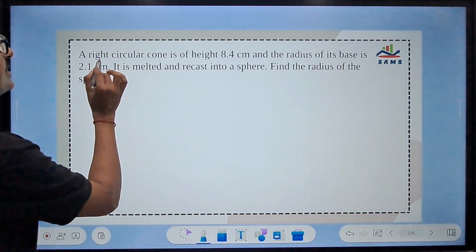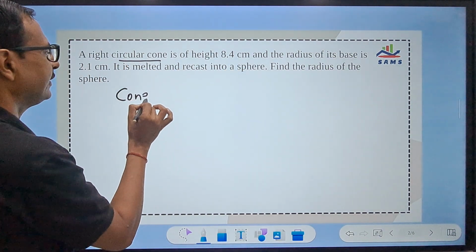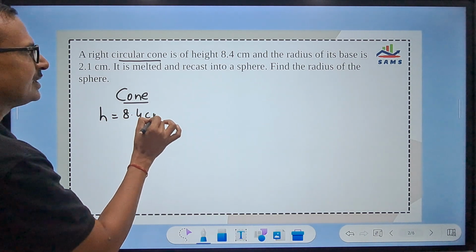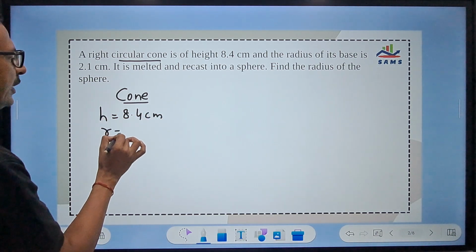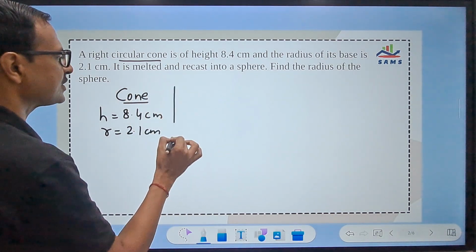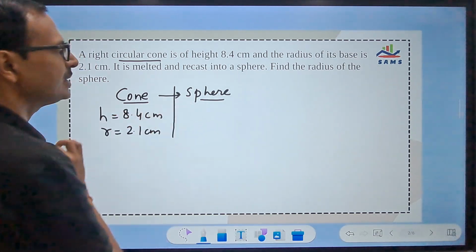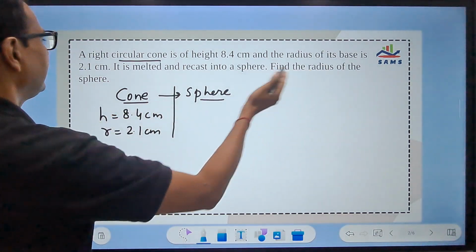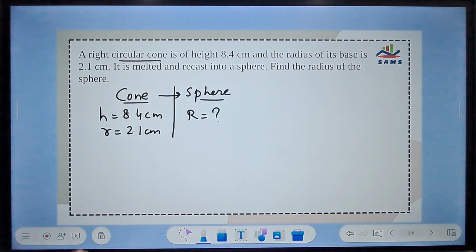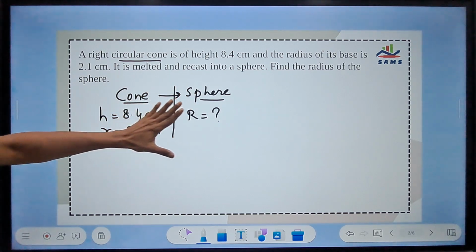In this question there is a right circular cone, so I'll write cone here. The height is 8.4 centimeters and the radius of base is 2.1 centimeters. It is melted and recast into a sphere. So there is a sphere. We are converting the cone into a sphere and we need to find the radius of the sphere. So R is to be found out. See, this will happen in all the questions. One of the dimensions will be missing and we have to find that dimension.